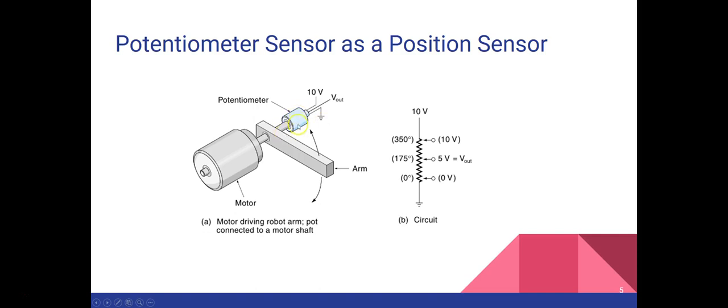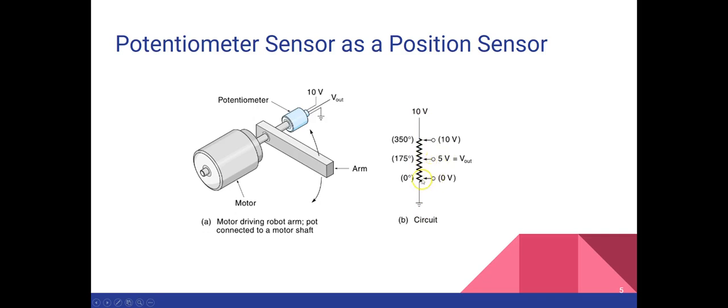Now this potentiometer has been represented over here, and as I told you, the range for the potentiometer sensor is going to be 350. So that's what you see over here, from 0 to 350 degrees, and here on the top is the 10 volts. And at the bottom is your ground, and these you see are the wipers, basically showing the voltage at different points.